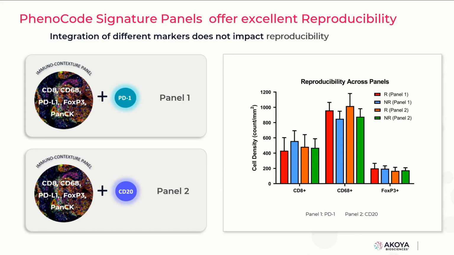That is, when you look at the CD8, CD68, and FOXP3, they all displayed similar cell densities between the responder and non-responder cores within the IC stain panels. Moreover, the reproducibility is not impacted by swapping the open channel marker.